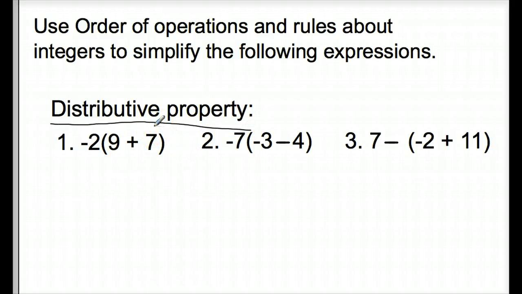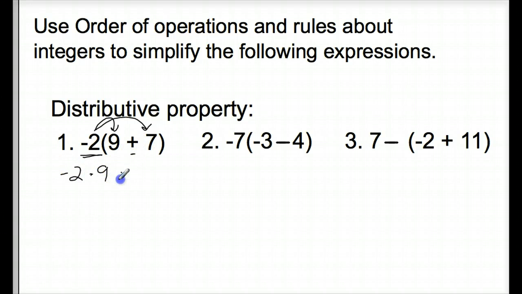Now remember, when we use distributive property, we're distributing whatever is on the outside to all the numbers on the inside. So in this case it's a -2. We distribute the -2 to the 9 and to the +7. So we get -2 times 9 plus -2, and in this case we're going to put this in parentheses, times 7.